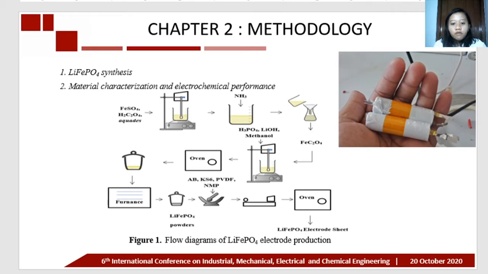Various percentages of commercial glucose were mixed with the precursor using a mortar and pestle. The final LFP precursor composite was heated in a tube furnace at 700 degrees Celsius for 2 hours under a flow of nitrogen gas. The LFP product was ground using a mortar and pestle and sieved using a 100-mesh filter. And then the analysis: material characterization and electrochemical performance.